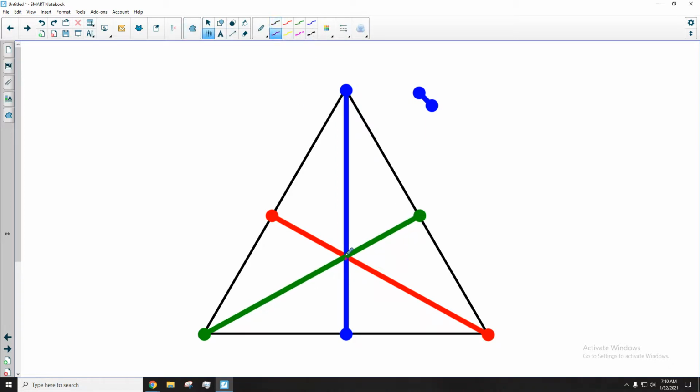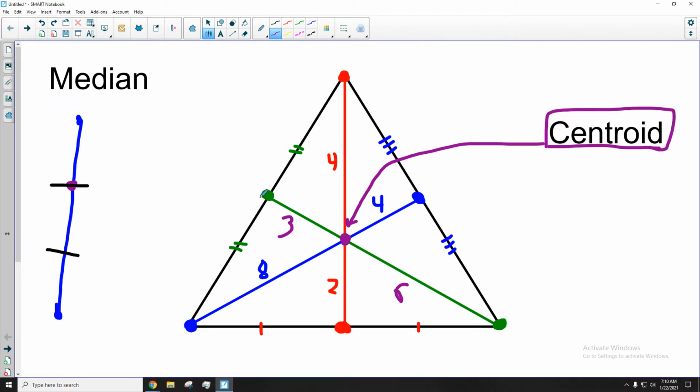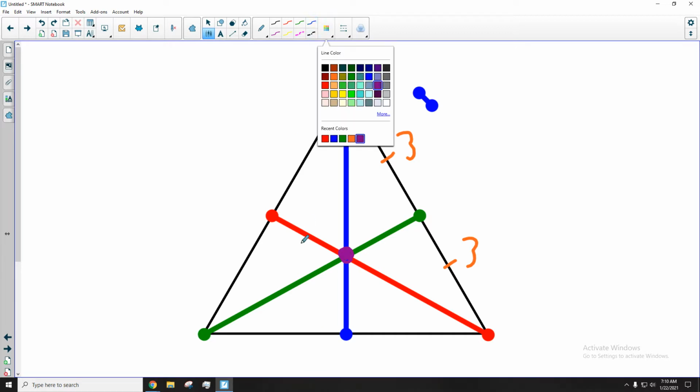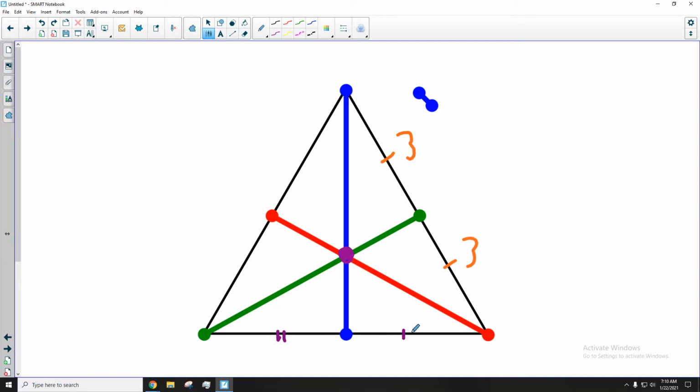So there's our centroid. Now, again, remember when we drew these medians, we used the midpoint. So as per the last time, if let's say right here, this part was 3, well, so would this be. These two would share the same lengths. And these two would share the same lengths.